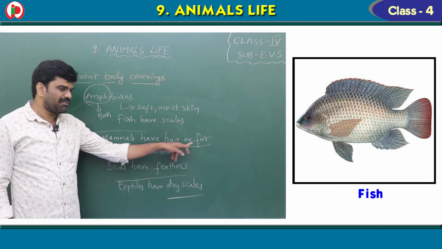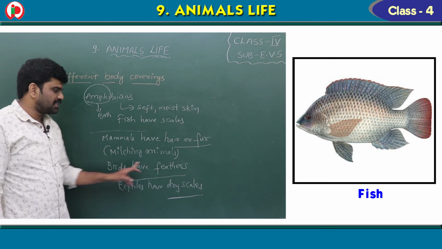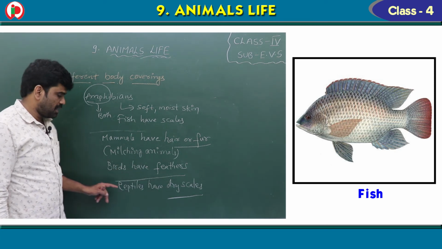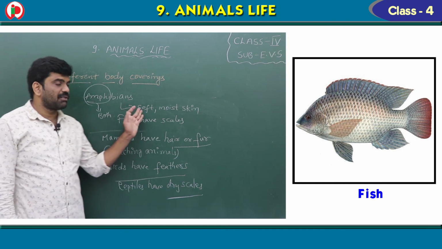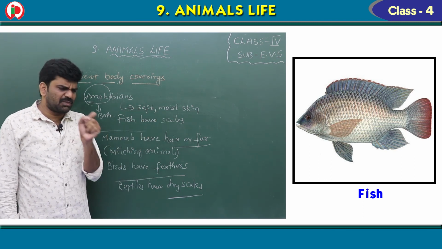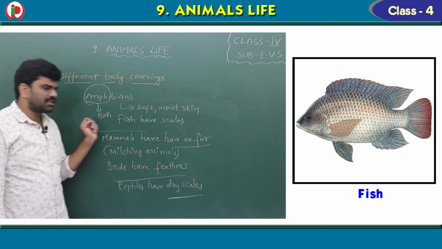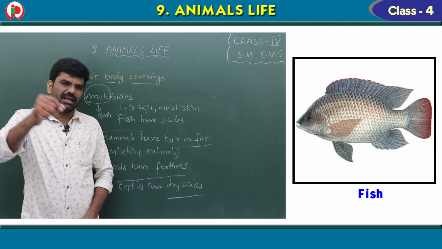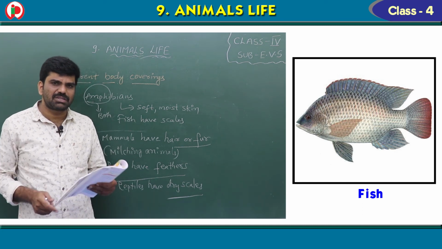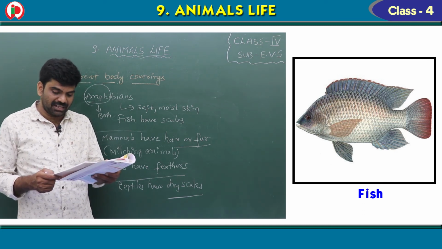Mammals have hair or fur. Birds have feathers. Reptiles have dry scales. Amphibians have soft and moist skin. Moist means very wet. And fishes have scales. So these are the animals having different types of body coverings.